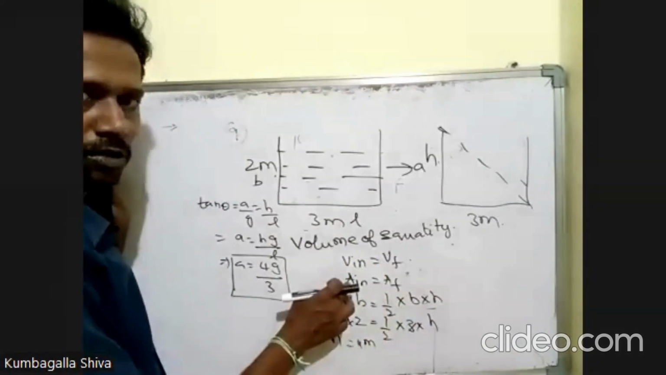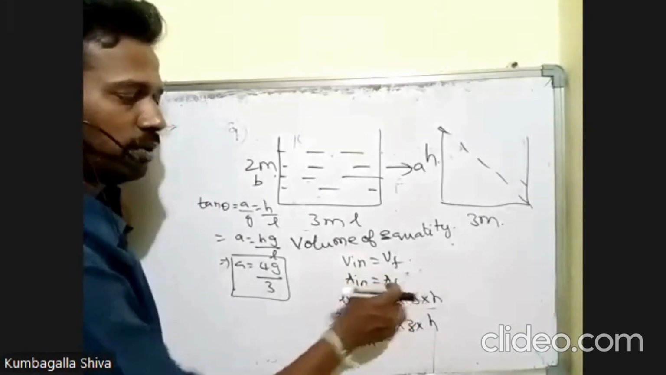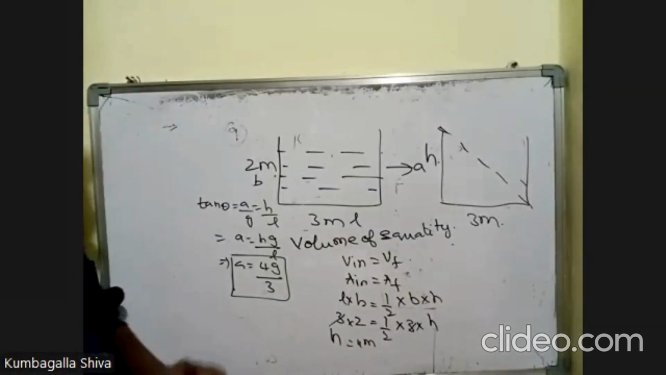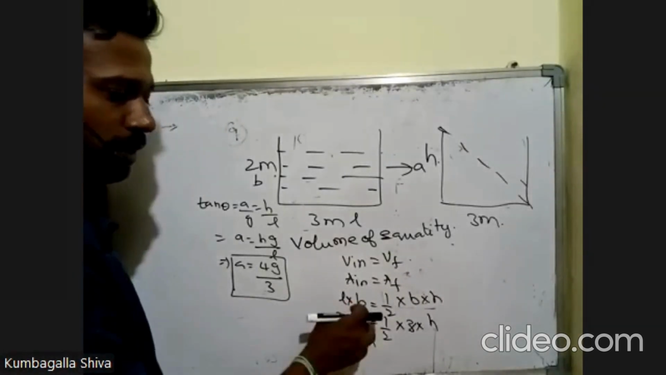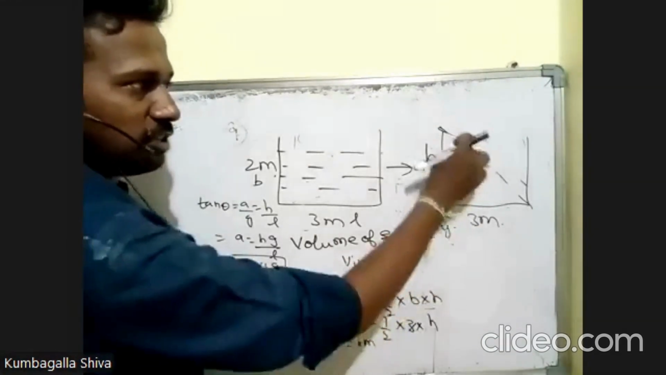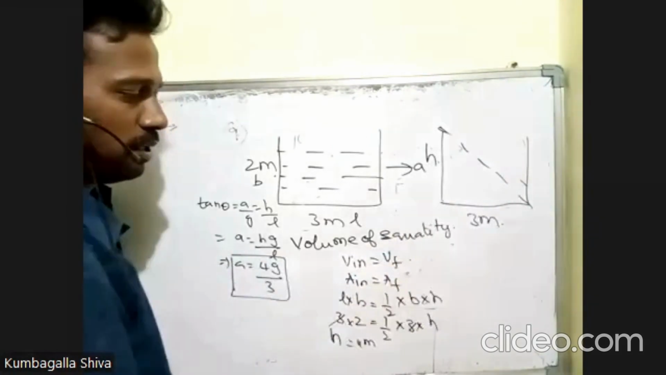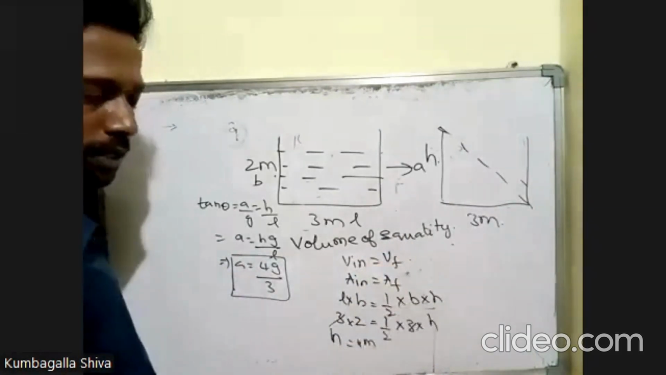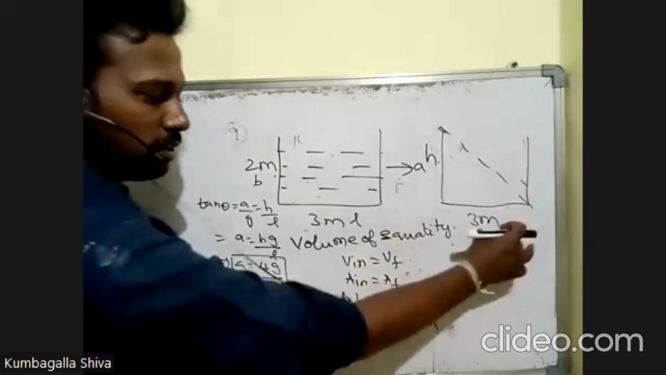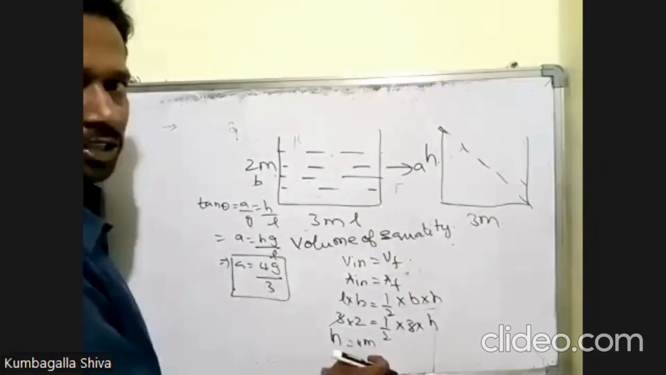And we can also say that area in is equal to area final, because volume is directly proportional to area content. Now you can see that length into breadth is the initial stage, and in the final stage it has been in the form of a triangle. So we can write half into base into height. That is 3 into 2, length into breadth, equals 1/2, base is what? Here 3, and h. So you get h is equal to 4 meters.